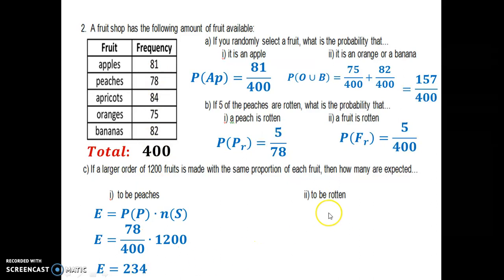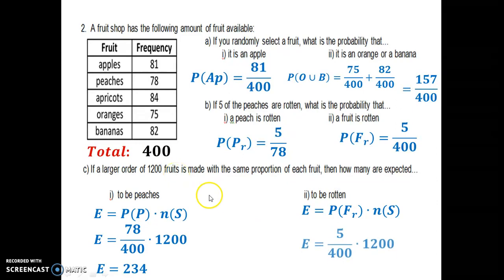And finally, what is the expected value of rotten fruits in this group of fruits? Same formula: probability of rotten fruit times the number in our sample, which is 1,200 here. We take 5 out of 400 are rotten fruits times 1,200, and that ends up being 15. So it's like saying we've had 5 rotten peaches, but we're making this grow 3 times, so we're going to have 15.